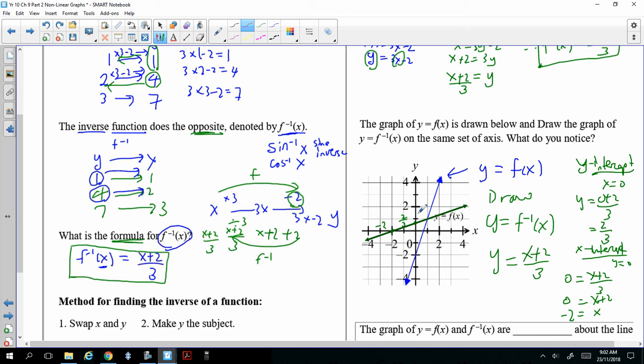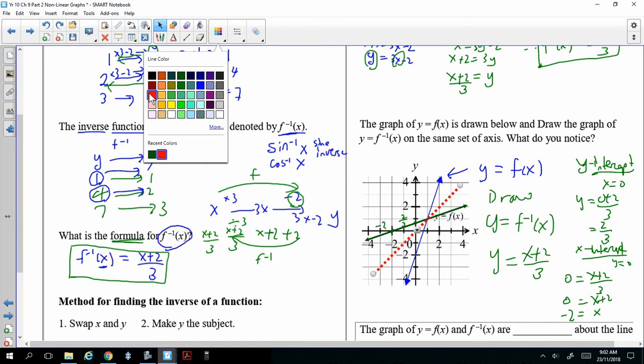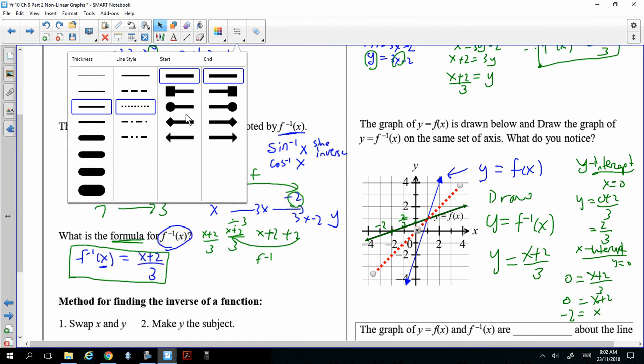So if I draw the line x equals y, you'll see that it's symmetrical around them. Where's my pen tool? I'm going to draw it here. And because this is not the main line, I'm going to make it dotted. So let's make that dotted line, and then make that red, so you can also see it. And then, of course, arrows on both ends. Okay, cool. So you have this line there that's symmetrical.